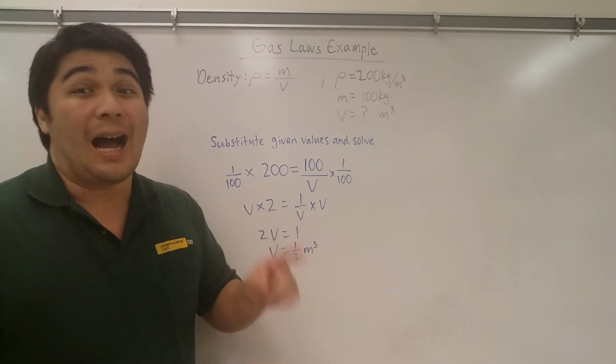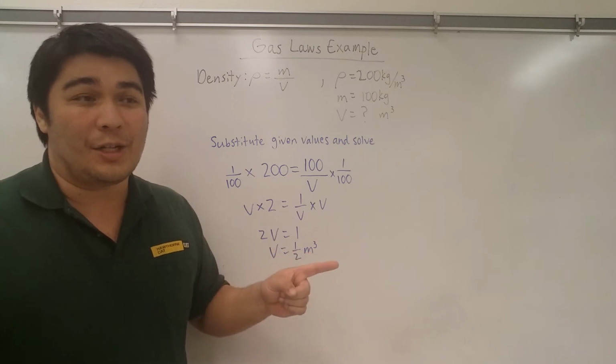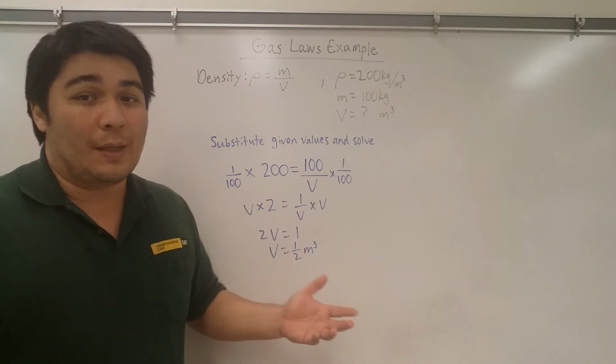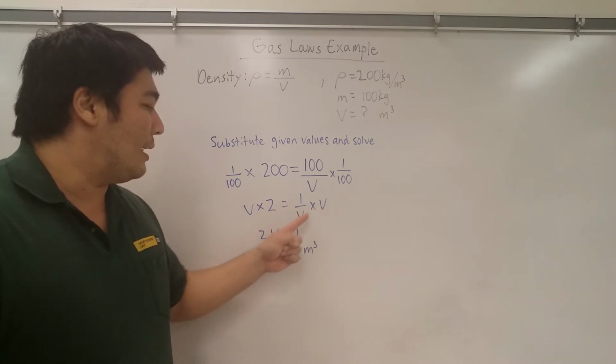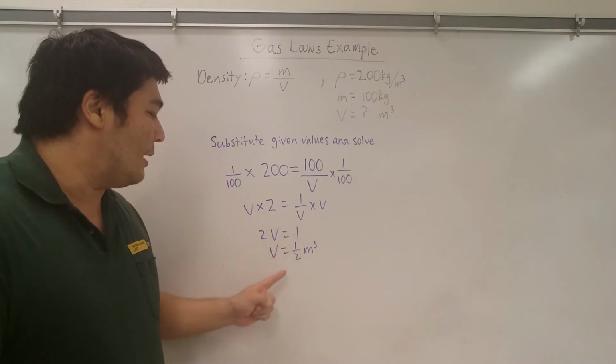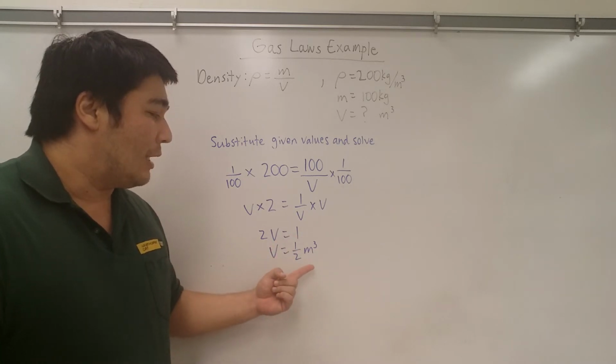Now, here's the thing. I want v on one side of the equation, and I want it in the numerator. I don't want it in the denominator. So what do I do? I multiply both sides of the equation by v, so now I've got 2v equals 1, and v equals 1/2 cubic meters.